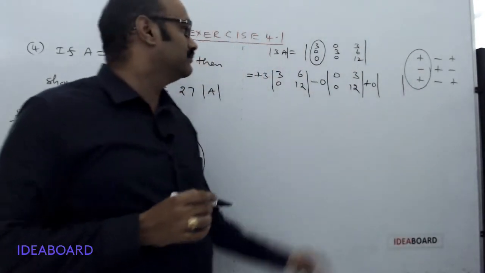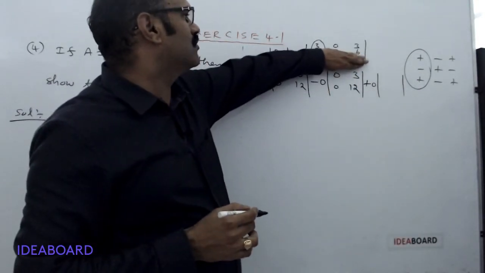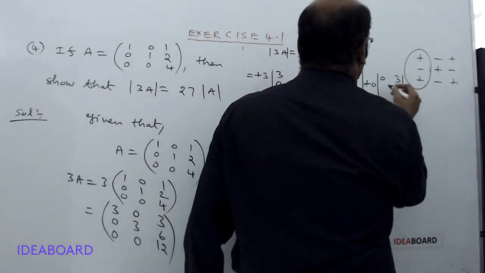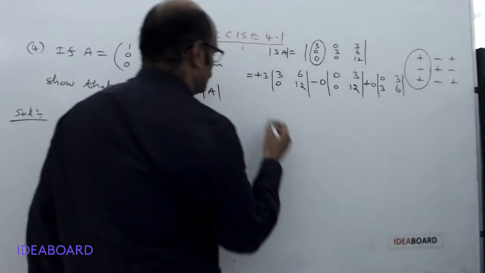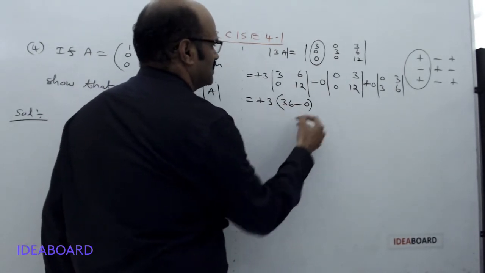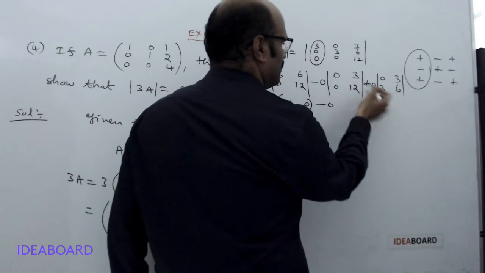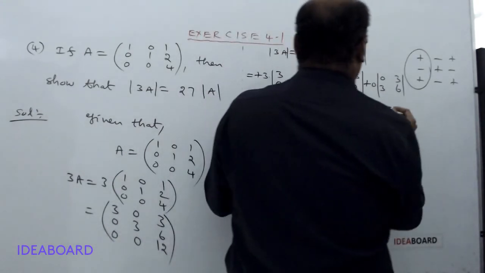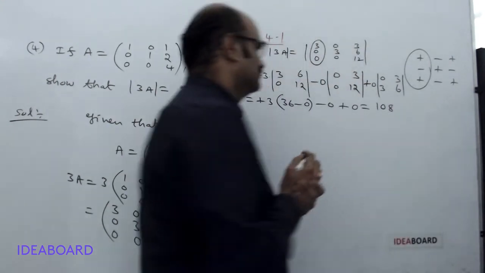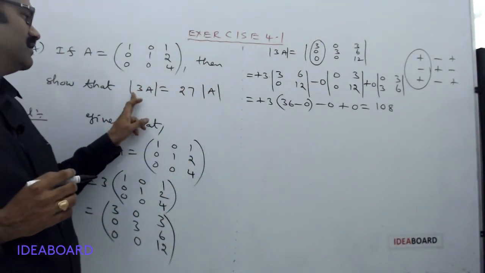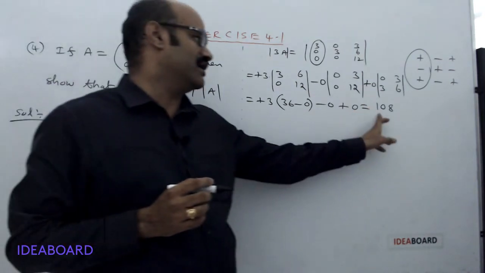Next we are having plus 0 into determinant of, we have to remove this row and this column. So remaining elements are 0 3 3 6, which is equal to plus 3 into 12 into 3 is 36 minus 0, minus 0 into anything 0 plus 0. So equal to 108. So LHS, we are getting determinant of 3A equal to 108.